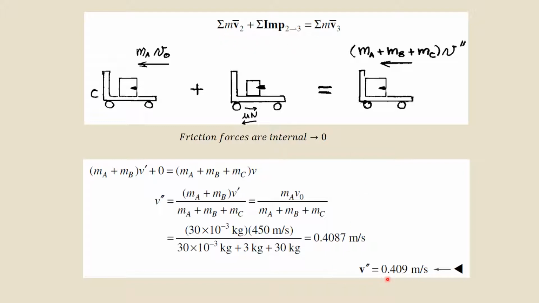Okay, so here's the final velocity, 0.41 meters per second. And we are traveling to the left here. That's the direction the bullet was originally traveling, so maybe call that negative, I guess.